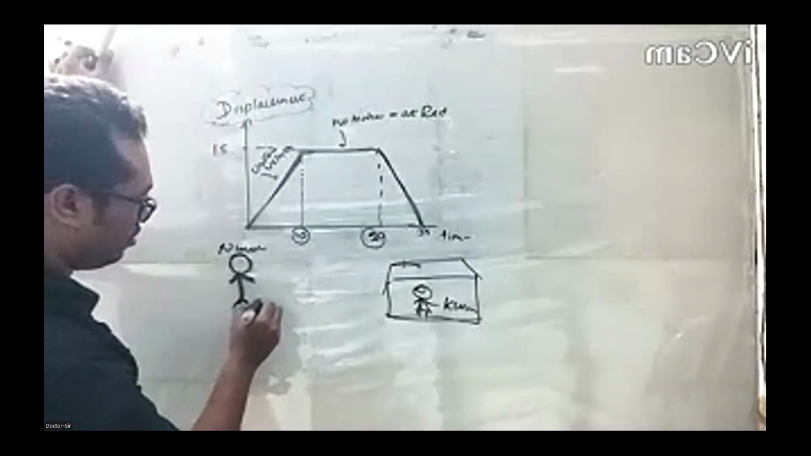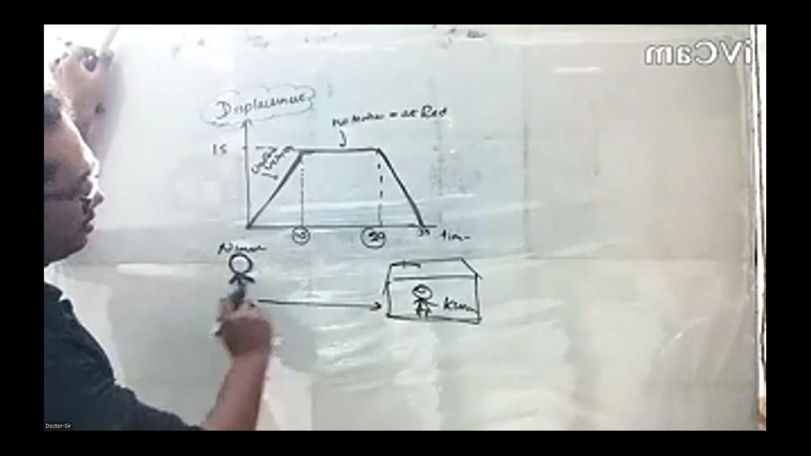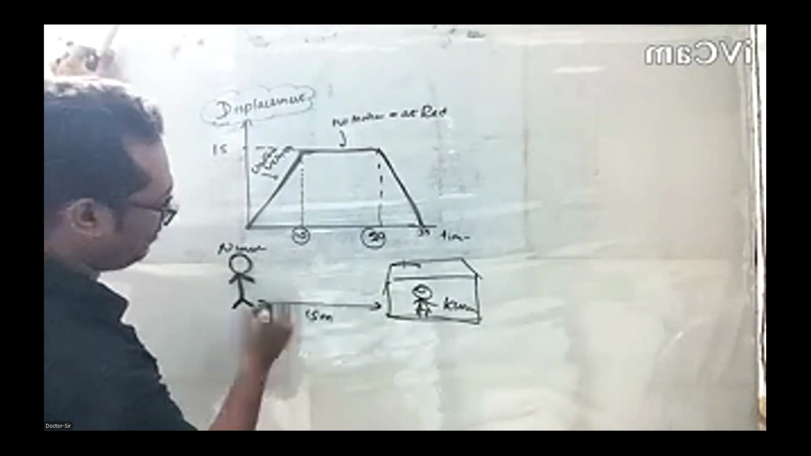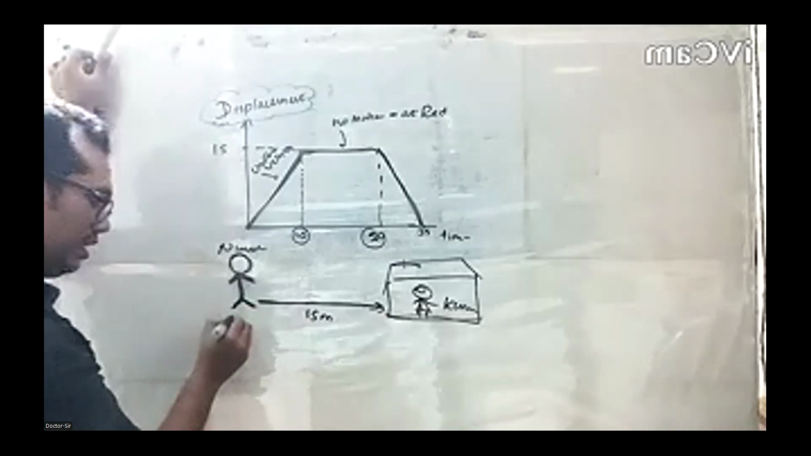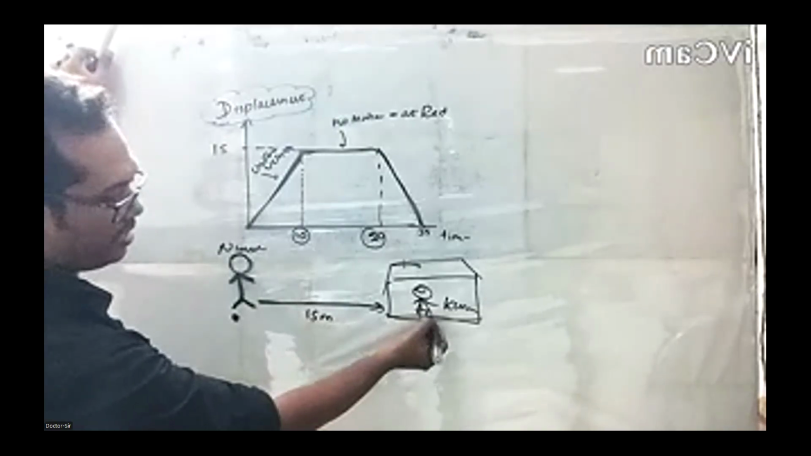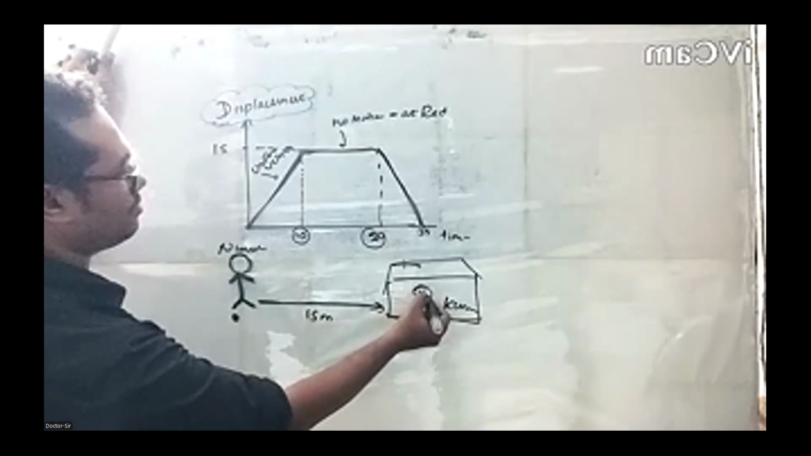So Nimal very fast goes in a straight line. Okay. He went 15 meters. Now initially he was here. Now after 10 seconds he will be in Kamani's home. Right? Okay, right. Now for 10 seconds Kamani is waiting.